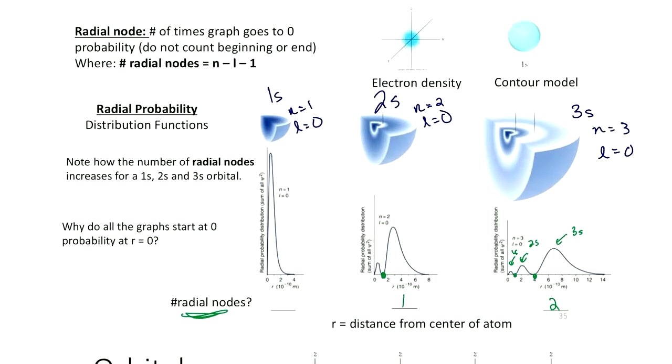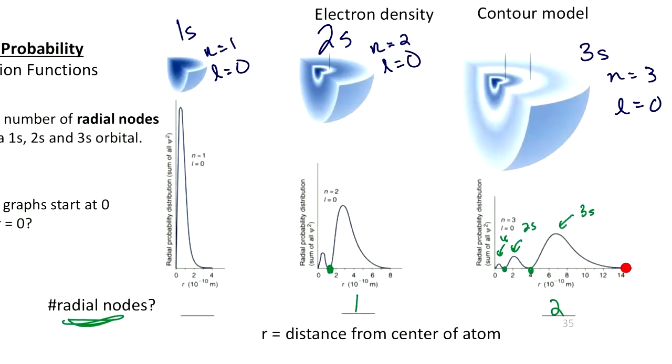So I have the definition of a radial node: it's the number of times your graph goes to 0, but don't count the ends of the graph. Because we see here, you're not going to find an electron infinitely far away from your atom. And you're also not going to find an electron at a radius of 0, because that's inside your nucleus. You're never going to find electrons inside your nucleus. So those ends of the graph don't count as zeros. It's only the inside. So let's finish these numbers of radial nodes. How many radial nodes does a 1s orbital have? 0, because the inside of the graph never goes to 0.